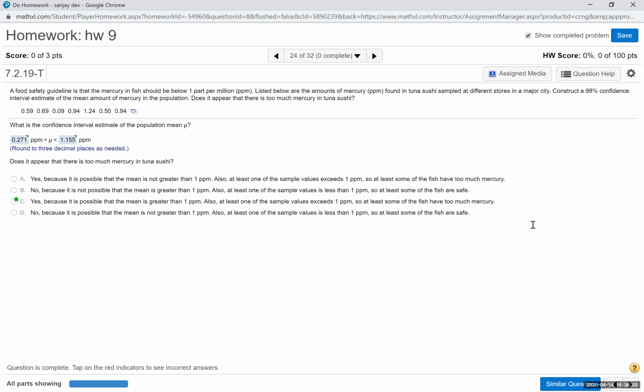Then once you put in L1, go to stats, go to tests, go to T interval, and then instead of highlighting stats, highlight data. Then under the list, L1, so you want to make sure L1 is typed in. Then frequency, you want to keep it as 1. Frequency is still 1, so just 1. And then confidence level, C level in this case is, what is it, 98? So you put down 0.98 and calculate, and when you do that, the answer comes out to be 0.271 and 1.155.